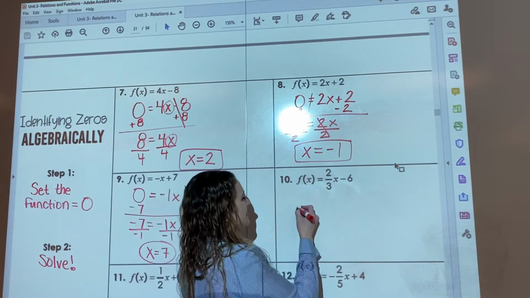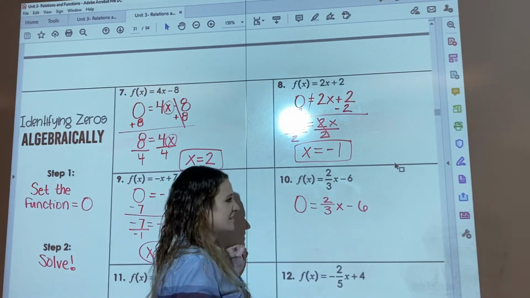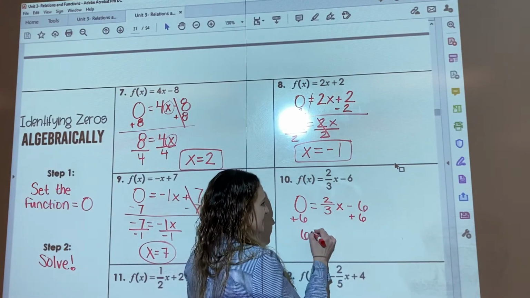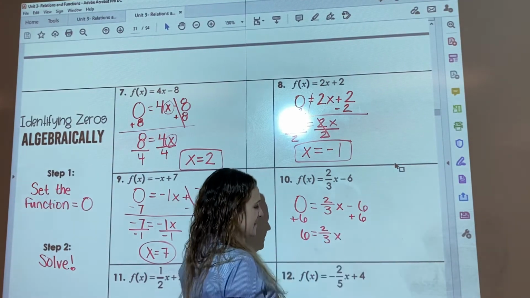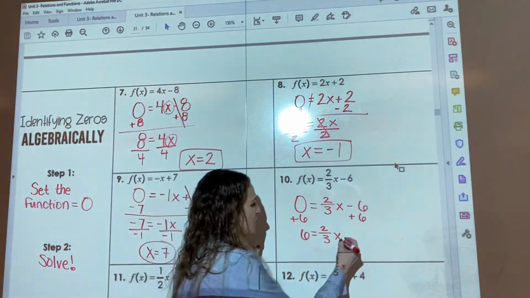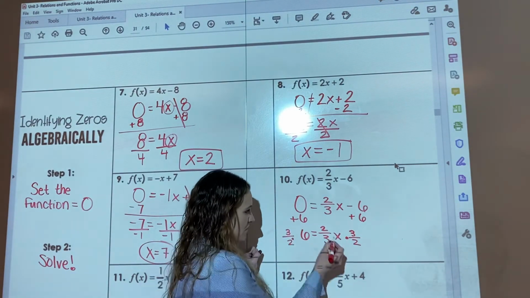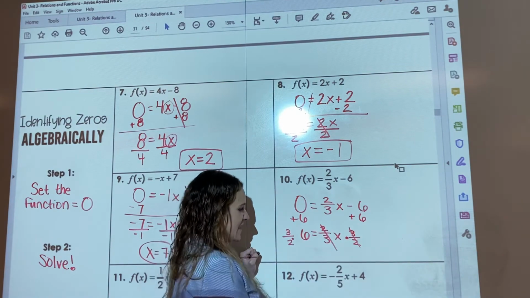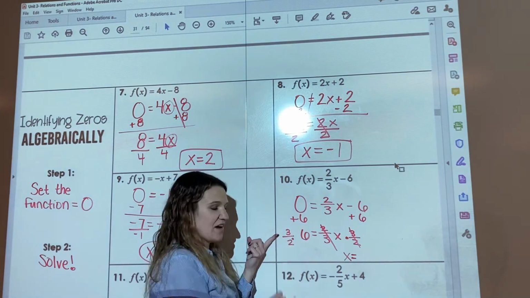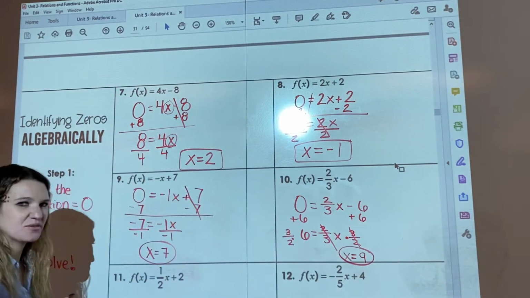One more over here. 0 equals 2/3 x minus 6. Just going to solve that through. Add 6 to both sides. 6 equals 2/3 x. Instead of dividing by my 2/3, which you can do, I'm going to multiply by the reciprocal. The 2/3 and the 3/2 are going to cancel out, leaving me just x. And 3 times 6 is 18. 18 divided by 2 is 9. So x will equal 9. So far, so good on those.